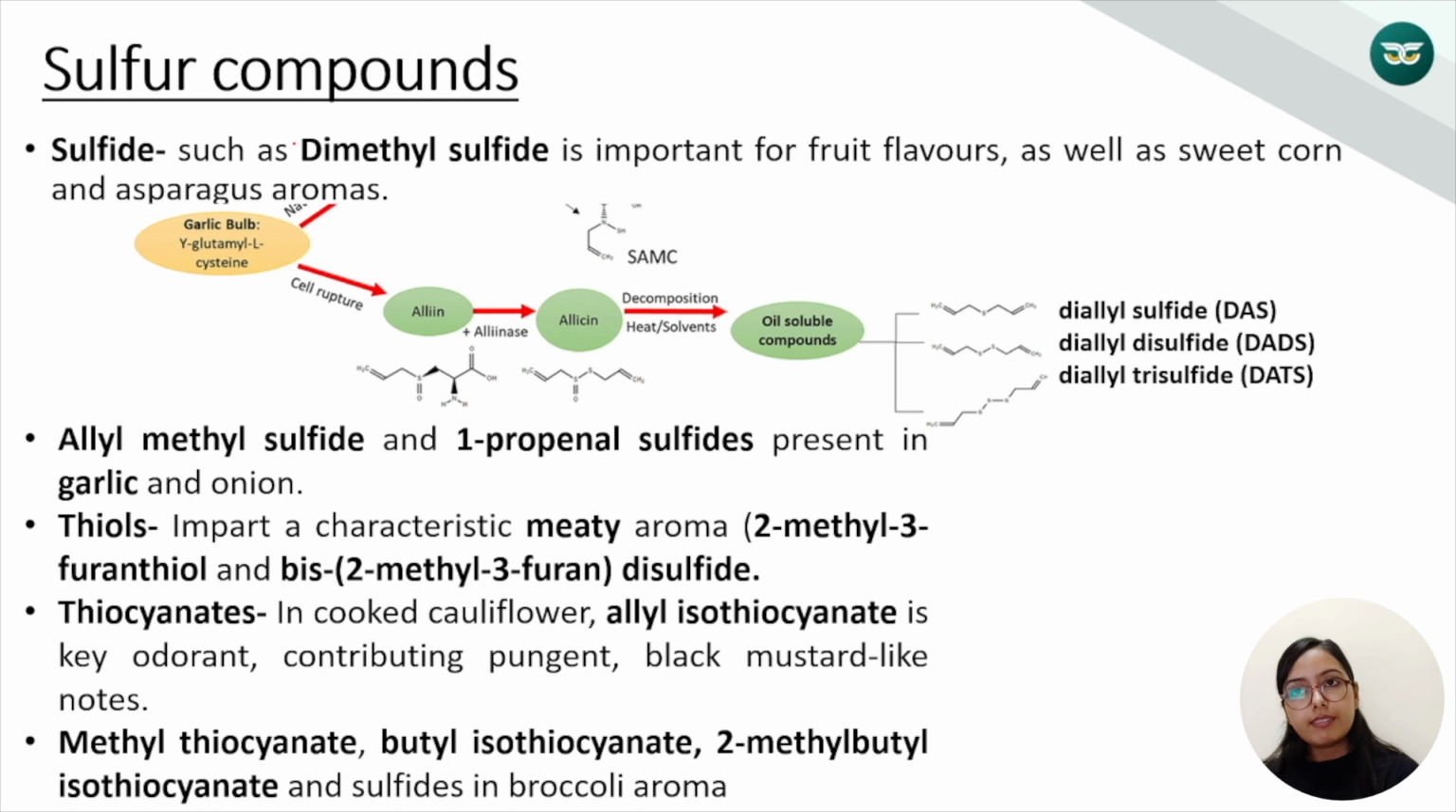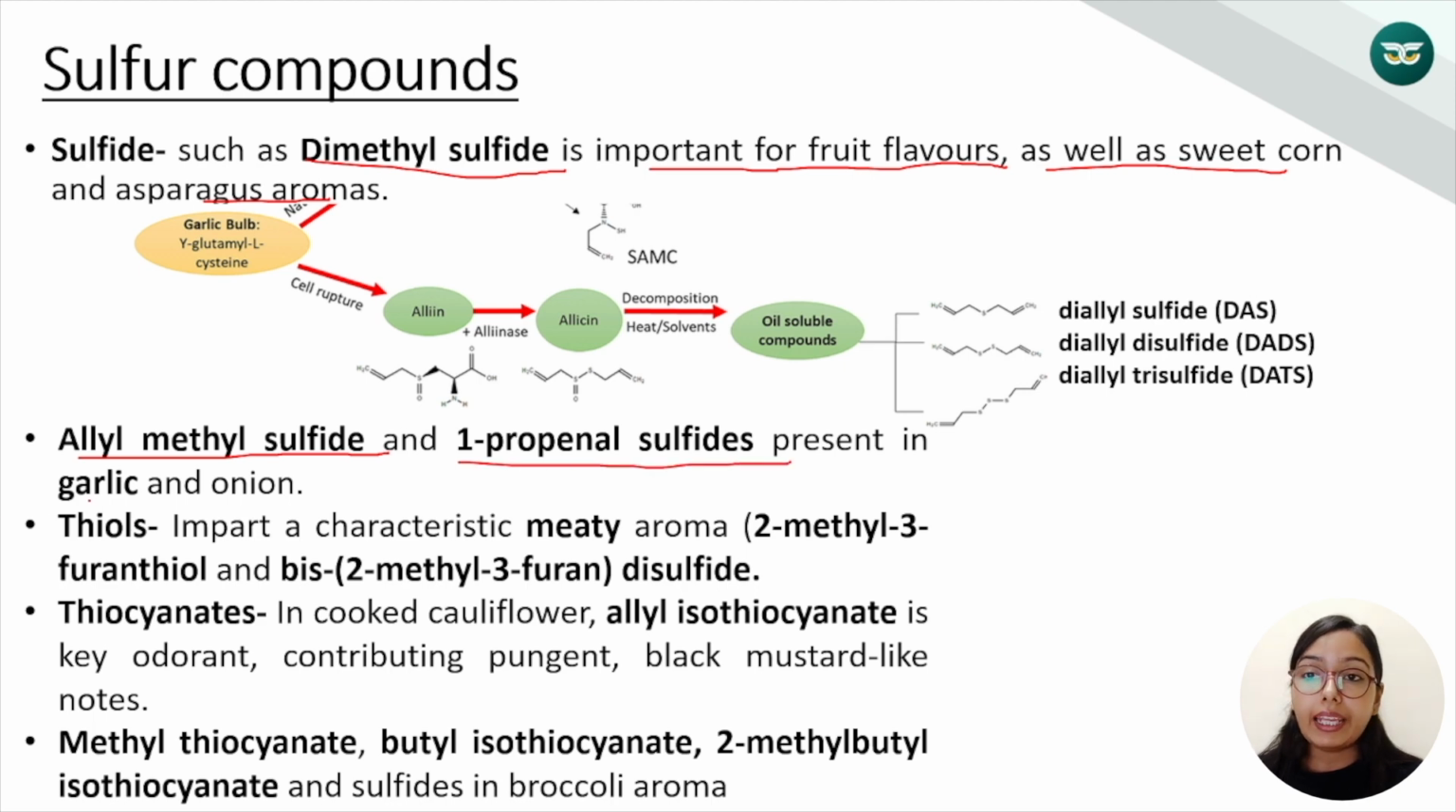Now coming to the next flavoring compound, sulfur compounds. So sulfur compounds, for example, sulfide, such as dimethyl sulfide. It is the most important fruit flavor, as well as it is present in sweet corn and asparagus aroma. And there are certain other sulfur compounds also. For example, there are allyl methyl sulfide and 1-propenyl sulfide, which are present in garlic and onion.